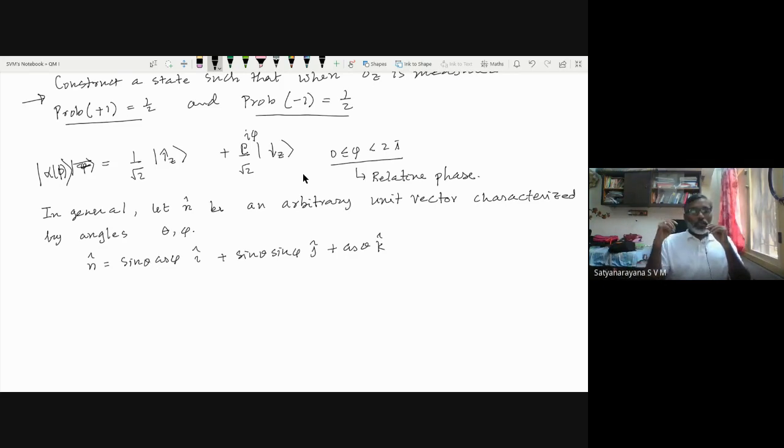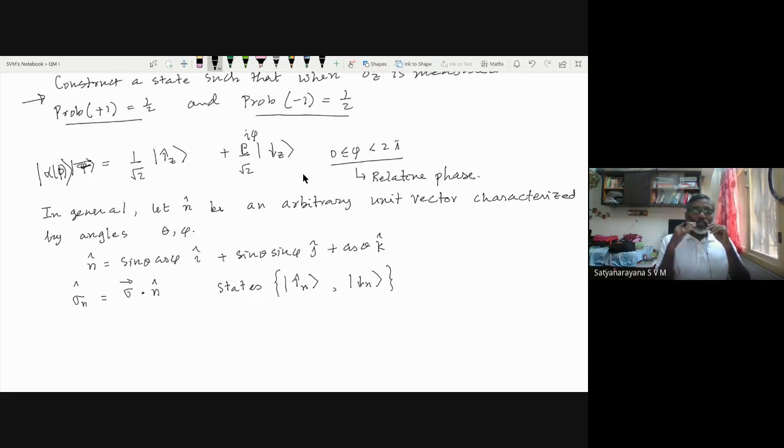So let sigma be an arbitrary vector, and we are interested in sigma n, which is equal to the sigma vector dot n cap. Let's say this is the operator that we are interested in. Then we have states that are eigenstates of this operator, which we will call up n and down n. Just like I have up x and down x, we can talk about up n and down n.